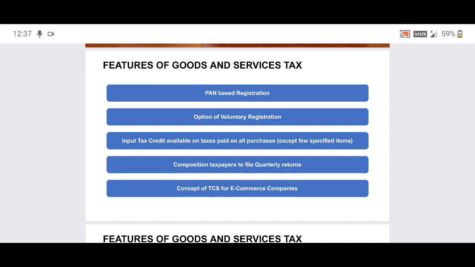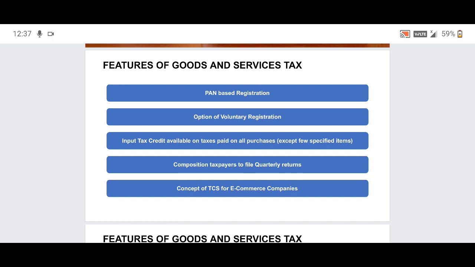One is normal taxpayer and another is composition taxpayer. So the person who opts for composition registration need not file a monthly return. He or she needs to file a quarterly return. However, a summary return called 3B needs to be filed by every person, either composition or normal. Every person is required to file that GSTR 3B, which is a summary return.